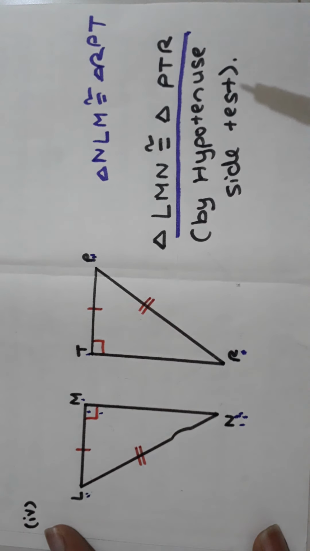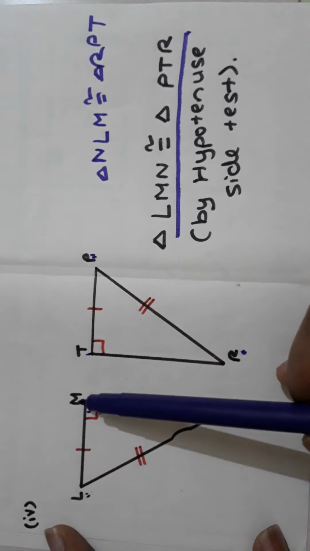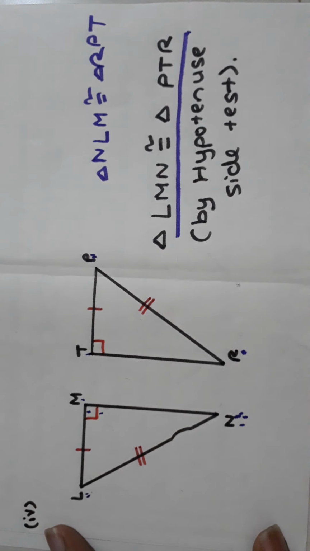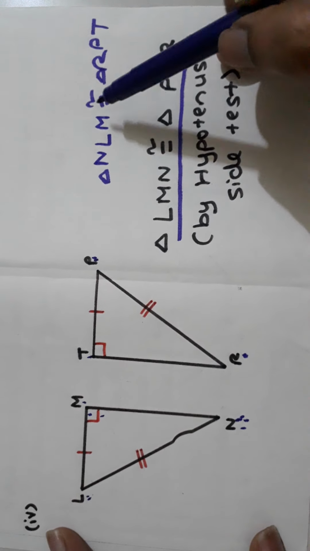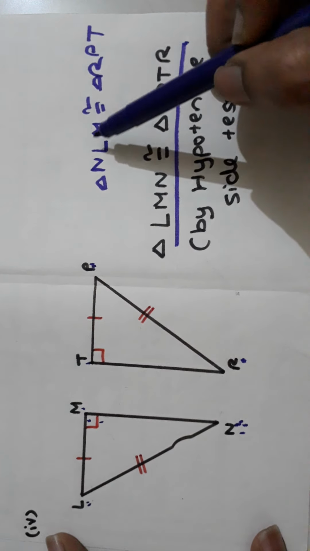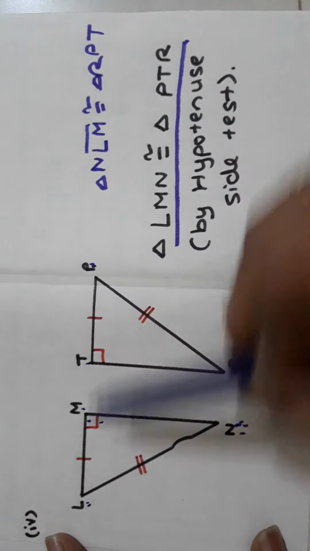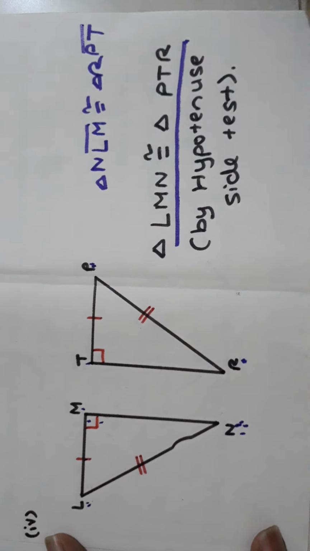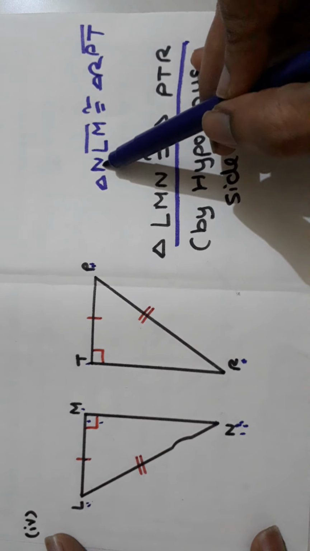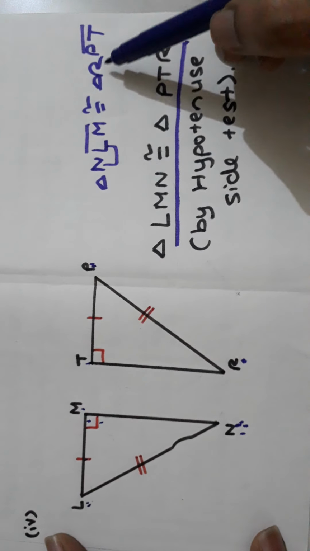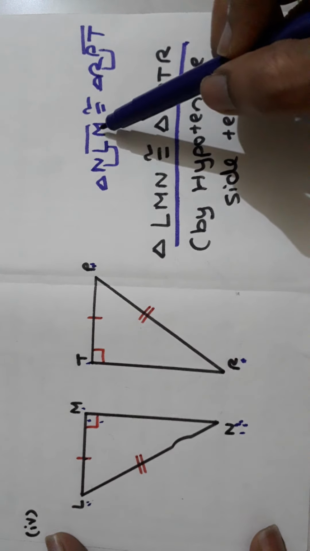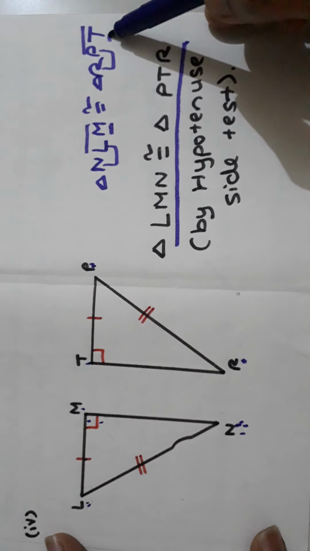Now there is one more way. If you are starting at M, you will get another way of writing the congruency. Now check whether you have taken the correct congruency. LM to PT, yes, this is correct. LN to PR, this is also correct. And M to T.